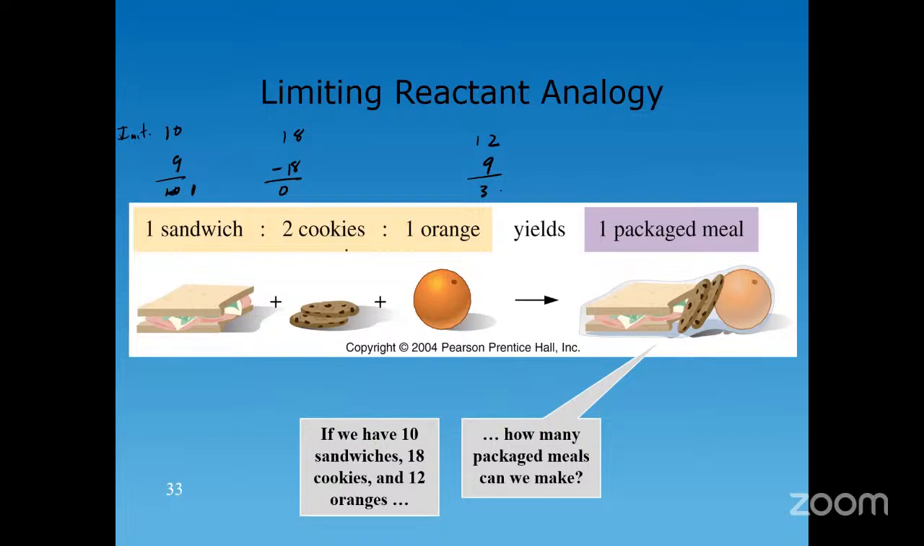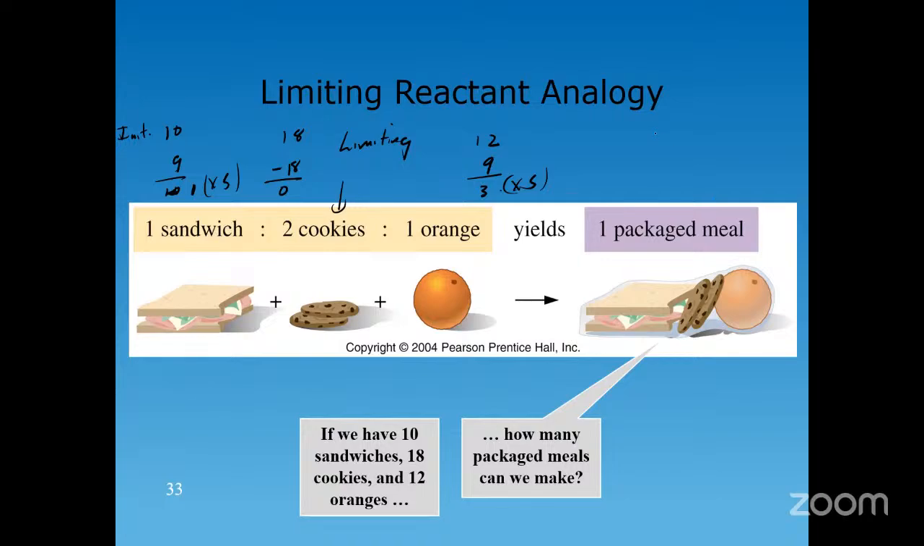So therefore, the cookies will be the limiting item. And the oranges would be in excess as well as the 1 sandwich. So basically, this illustrates the limiting item concept in that the limiting item is the one that will be completely used up. And not only that, as I said before, is going to determine the amount of packaged meal.